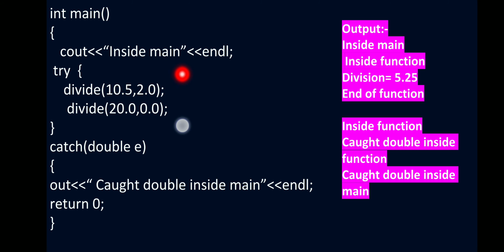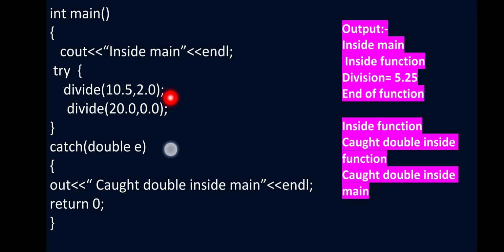Okay, then second, I'm calling the divide function. The divide function is throwing an exception. So the divide function may throw an exception. It is not throwing an exception, it may throw an exception. So whatever statements cause an exception are placed in the try block, as you know. Here I have called the divide function two times.